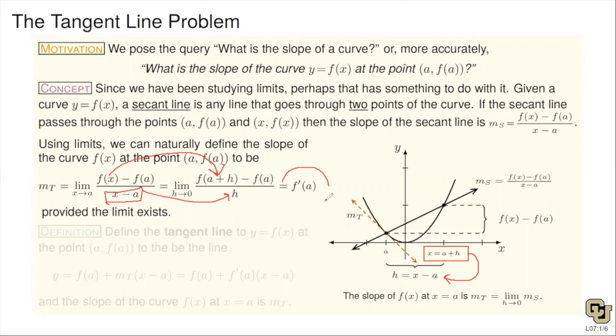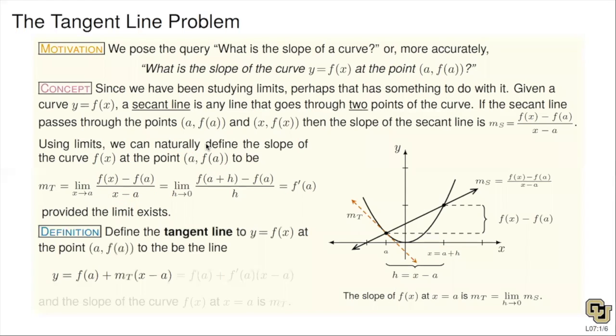And we'll use this notation here. It's called the derivative, which I'll define formally in a second, to indicate the slope of that tangent line, m sub t here. So here's a definition. We define the tangent line to any curve y equals f of x to be the line that goes through the point a comma f of a and has slope that's given by this formula.